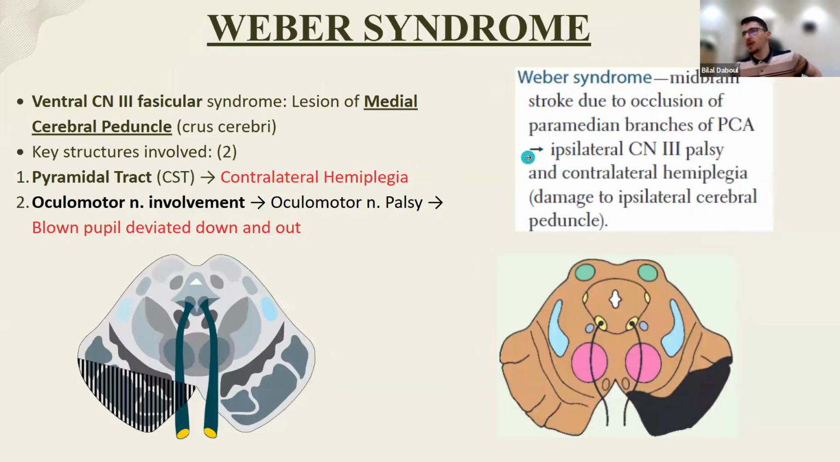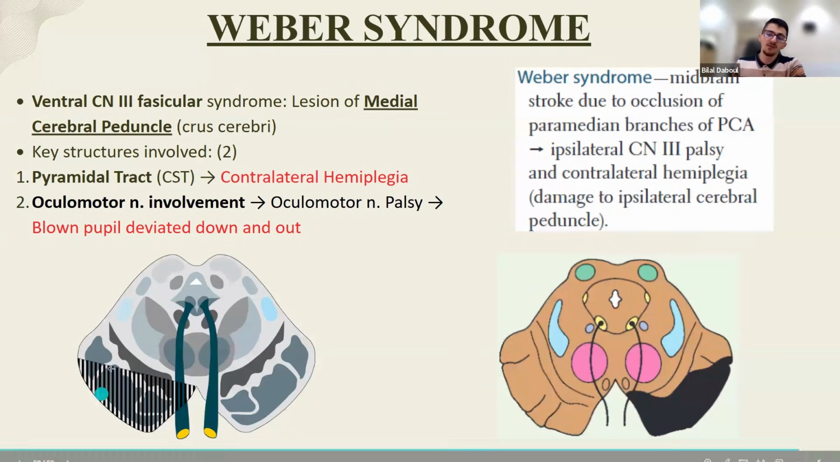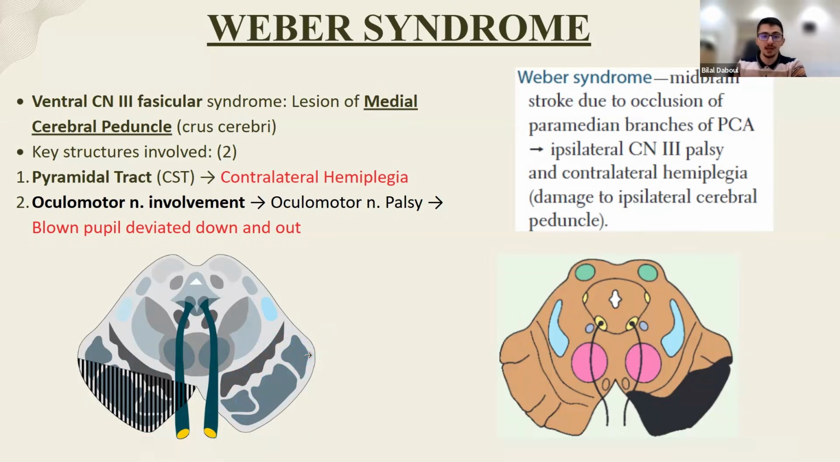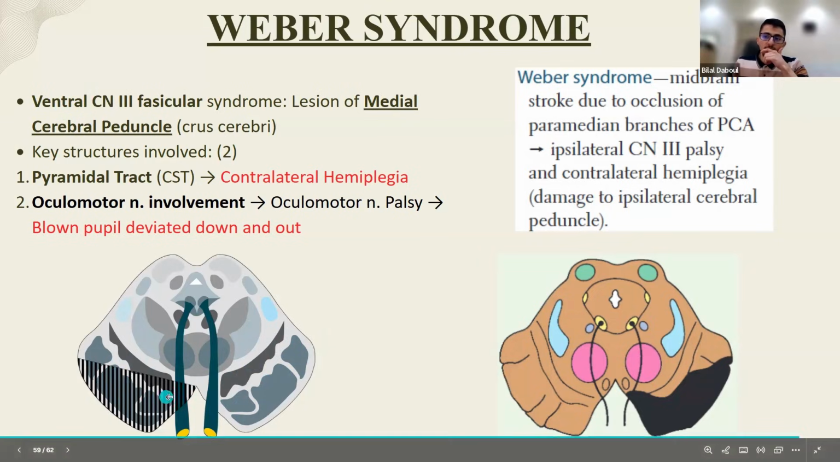Again, for midbrain syndromes, we have two major syndromes you need to be aware of. We have Weber syndrome. It's also referred to as ventral cranial nerve 3 fascicular syndrome or ventral oculomotor fascicular syndrome. As the name implies, the ventral aspect of the midbrain is involved. So that's the crus cerebri here. You have the substantia nigra and the white matter bundles, which contain descending motor pathways, descending corticospinal, corticonuclear fibers. So the ventral aspect of the midbrain is involved, including the medial aspect of the cerebral peduncle.